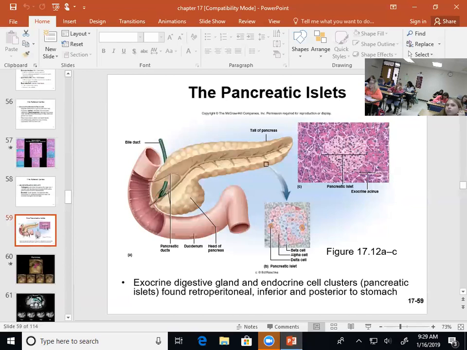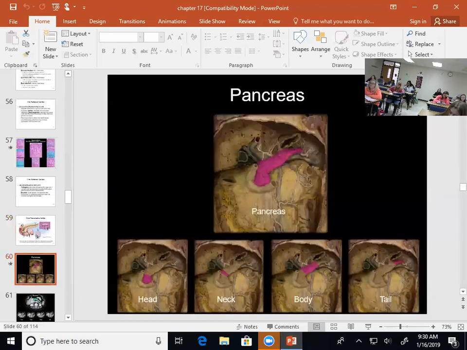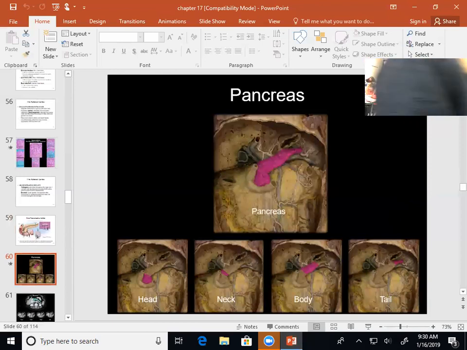But for right now, I want you to think about the pancreas as being either exocrine or endocrine in its function. And we're going to think about the endocrine functions. What hormones are going to be produced and sent into the bloodstream? Insulin and glucagon. And what does insulin do? It lowers blood glucose levels. How? Two ways it does it. How does insulin lower blood glucose levels?